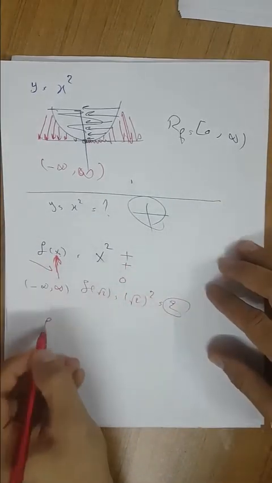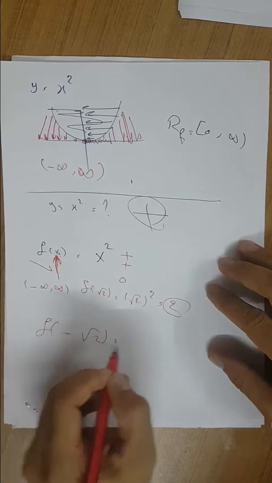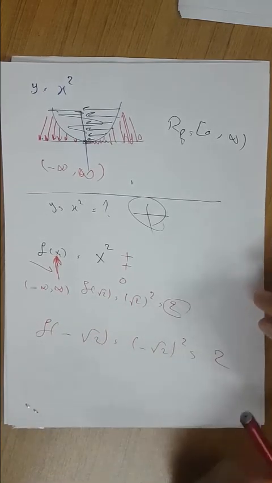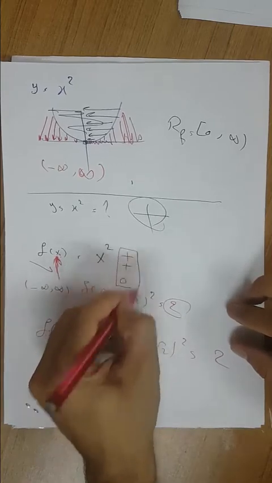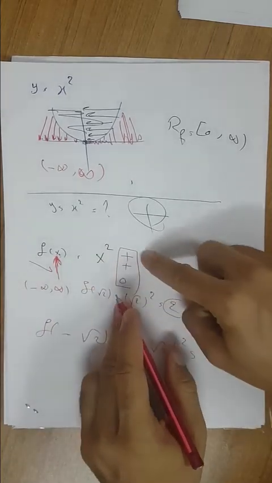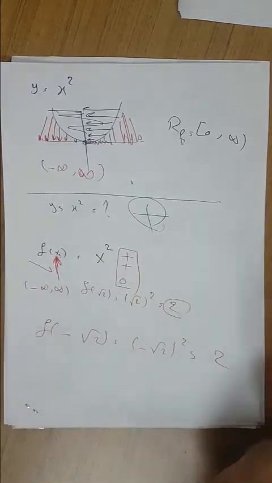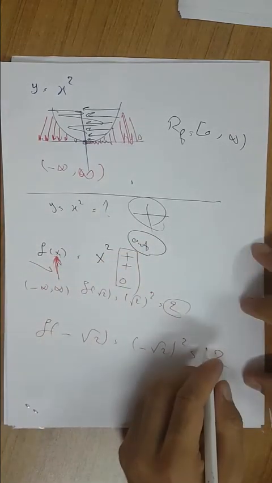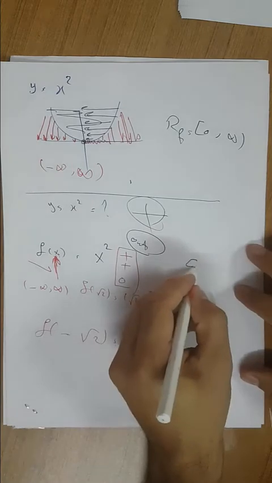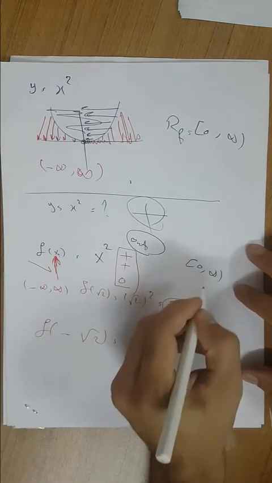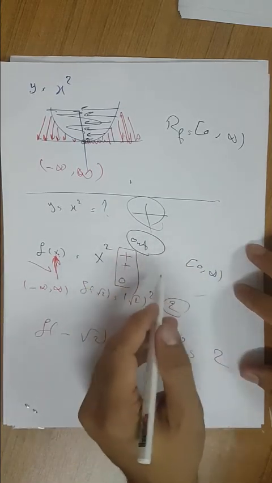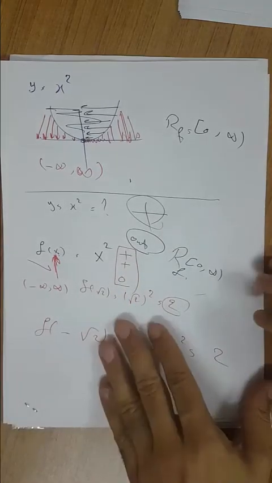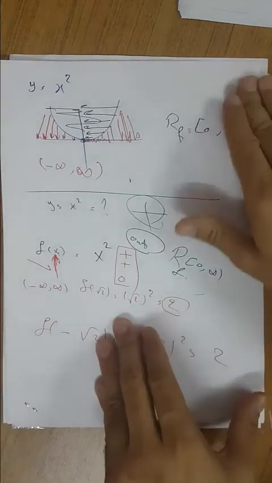How about negatives? If I put minus square root of 2, for example, I get the minus squared, which is equal to 2. So it means that there is no negative in the output. I will get 0, and also positive. So in all these cases, this is my range, without sketching the graph.